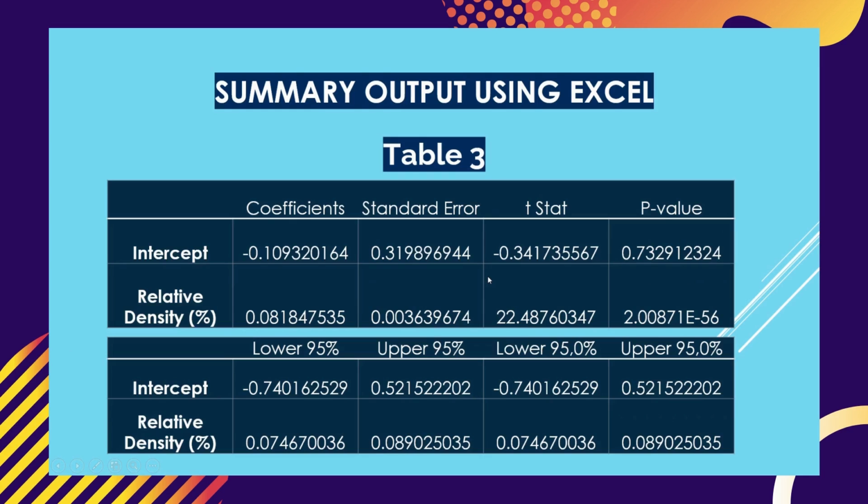And then in the table, we get the intercept value at negative 0.10 and relative density of 0.08. We can see also the p-value is 2.00 times 10 to the power of negative 56. Same also with the previous.